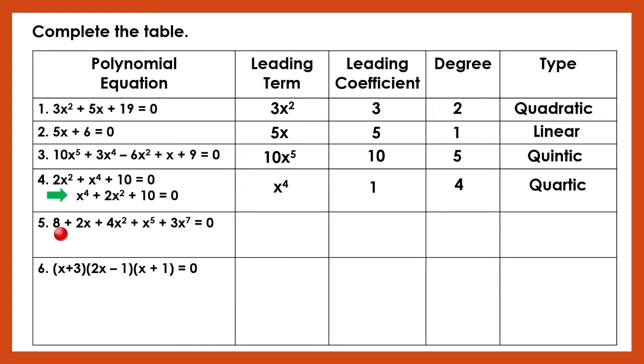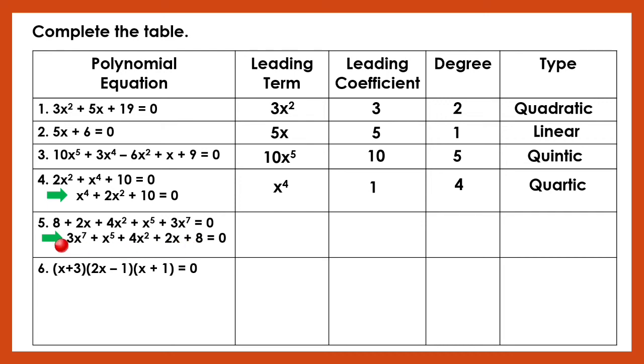Okay, number 5. The polynomial equation is 8 plus 2x plus 4x squared plus x raised to 5 plus 3x raised to 7 equals 0. So, hindi pa rin siya naka-standard form. Isusulat natin in standard form. So, alin ang maunang exponent? That is 3x raised to 7. And then, susundan ng x raised to 5. And then, 4x squared plus 2x and plus 8 equals 0.